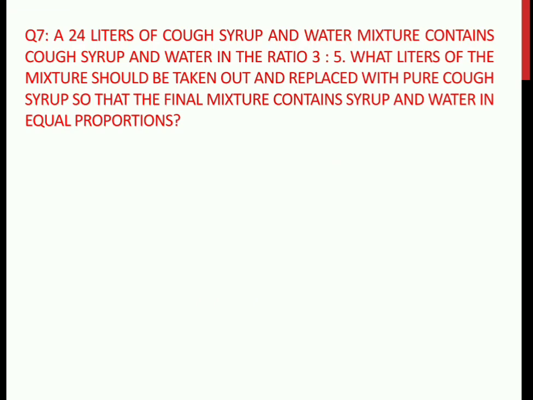Next problem, question number 7. A 24 liter of cough syrup and water mixture contains cough syrup and the water in the ratio 3:5. What liter of the mixture should be taken out and replaced with the pure cough syrup so that final mixture contains syrup and water in the equal proportion?